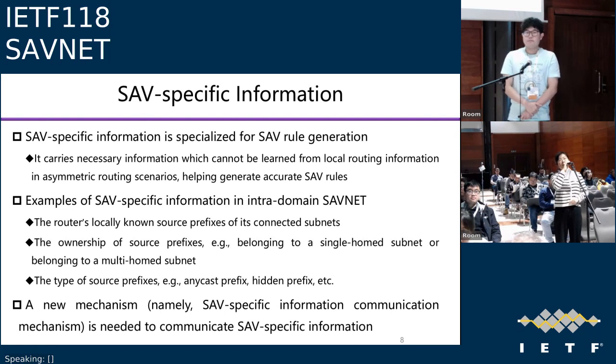Thank you for providing the examples of SAV-specific information listed here. From this example, we can find the source prefixes, the ownership of source prefixes, and the type of source prefixes. But for bullet one, you describe that this information may not be learned from local routing information in a symmetric routing scenario, right? But from my perspective, the source prefixes and ownership of source prefix may be learned through the IGP protocol. So I don't think your conclusion here is right. I would propose to make some refinement here.